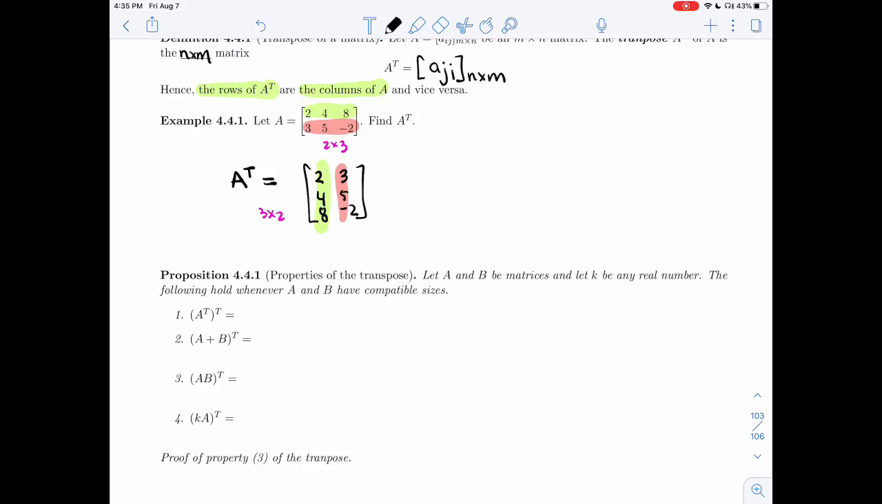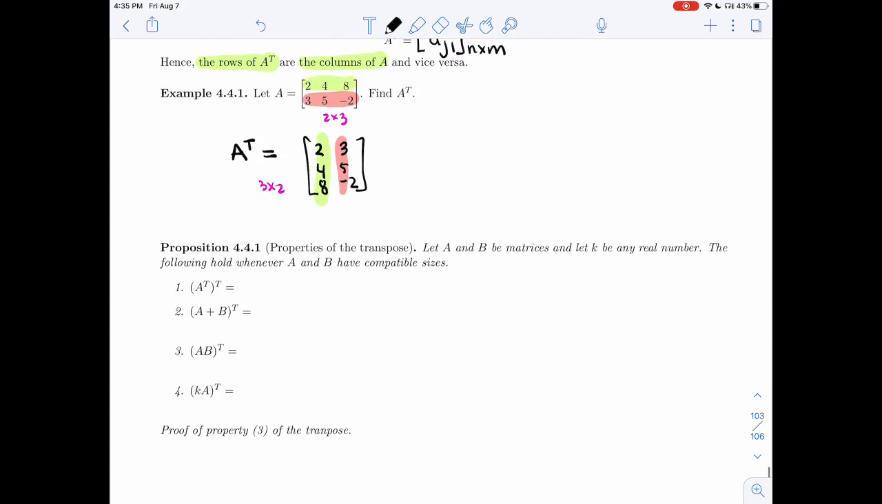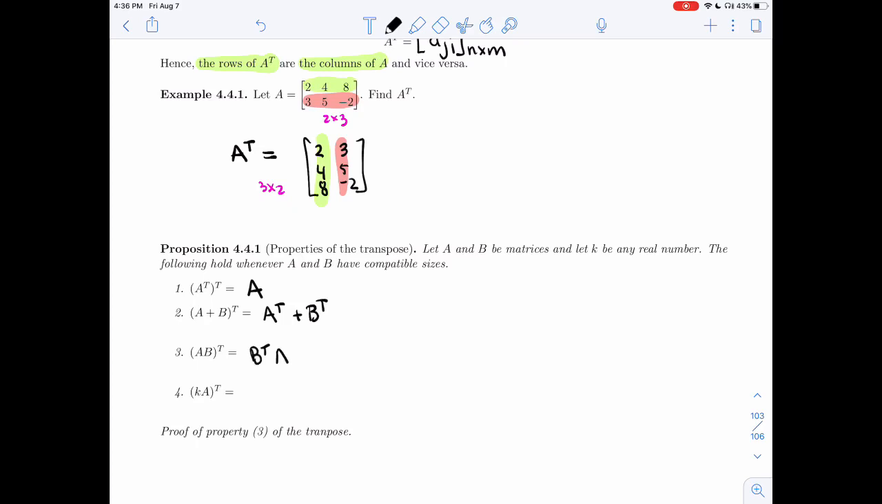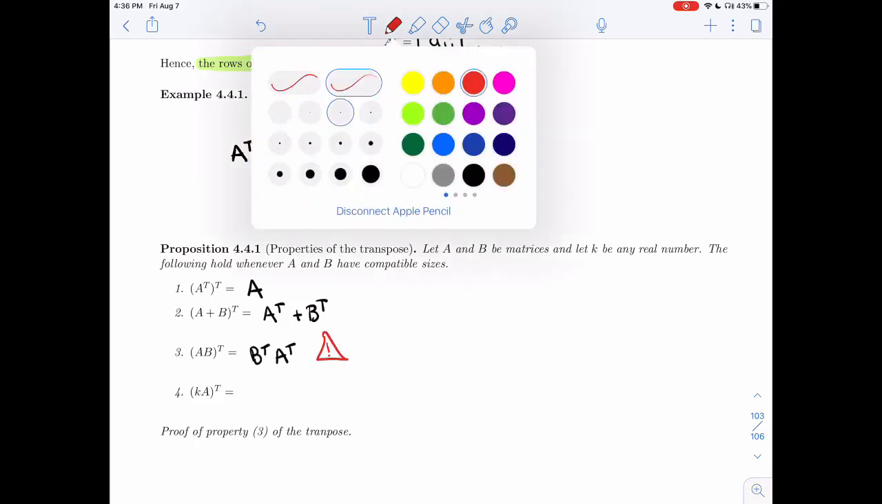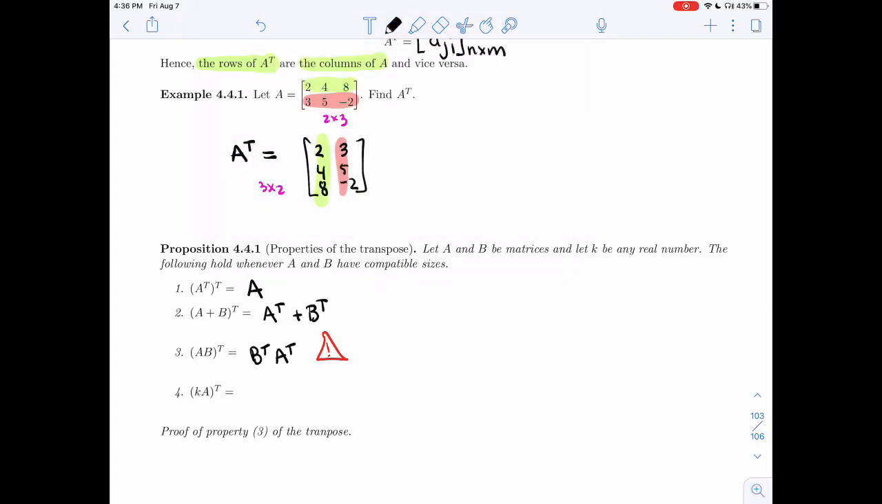Here are the properties of the transpose. If A and B are matrices and k is a real number, the following hold whenever it's defined, so whenever A and B have compatible size. If I take the transpose twice, well, the rows will become columns and come rows again, so I'll get just A. If I have the transpose of A plus B, I can transpose A, transpose B separately, then add them, I'll get the same thing. This one's interesting though. If I take the transpose of AB, I'm going to get the transpose of B, transpose of A. So notice here that the order has switched. The A and the B are flipped.